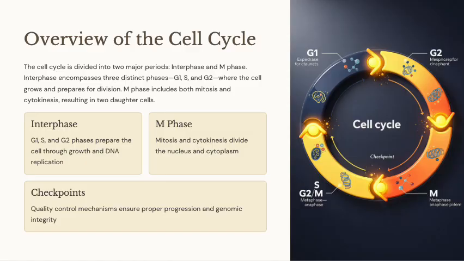M phase consists of mitosis and cytokinesis. During mitosis, the nucleus divides, and during cytokinesis, the cytoplasm separates, resulting in two genetically identical daughter cells. Although these phases occur sequentially, progression through the cell cycle is not automatic. The cell must pass multiple checkpoints that verify internal and external conditions before advancing to the next stage. These checkpoints act as quality control systems that maintain genomic integrity.